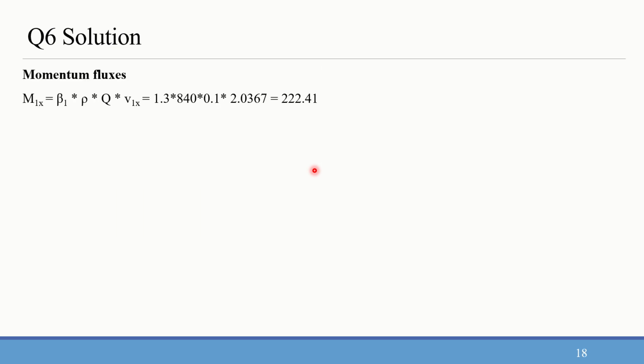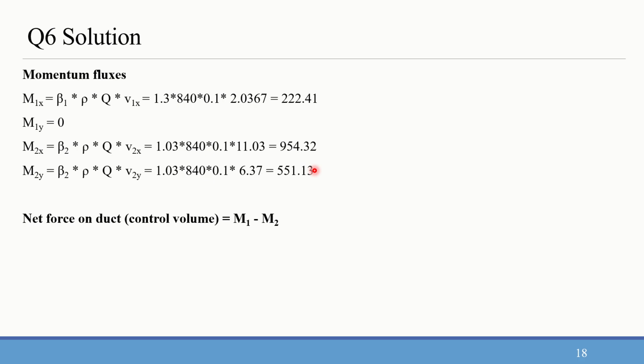And then after that we are calculating the momentum flux in the x and y direction separately at the inlet and the outlet. And after that, the net force on the duct in the x direction is inlet minus outlet momentum fluxes. Similarly for the y direction, we are subtracting the momentum fluxes in the y direction at outlet and the inlet. We take that difference and we get the net force acting on the duct in the control volume. So that gives us Fx and Fy.